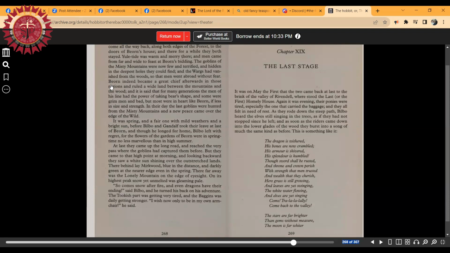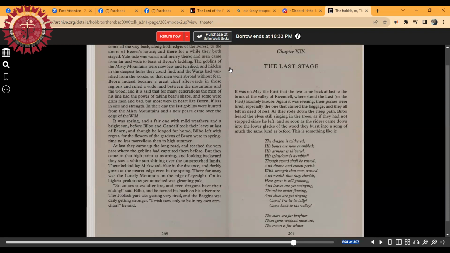Yes. Okay. Beorn indeed became a great chief afterwards in those regions and ruled a wide land between the mountains and the wood. And it is said that for many generations the men of his line had the power of taking bear shape, and some were grim men and bad, but most were in heart like Beorn, if less in size and strength. In their day the last goblins were hunted from the Misty Mountains, and a new peace came over the edge of the wild.